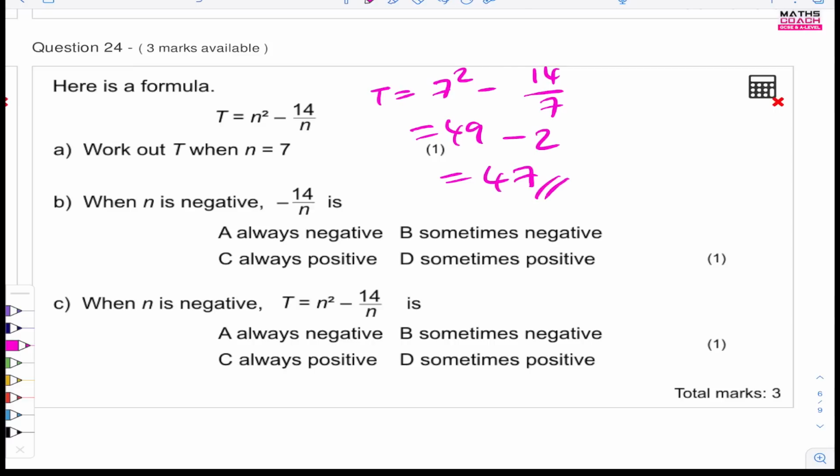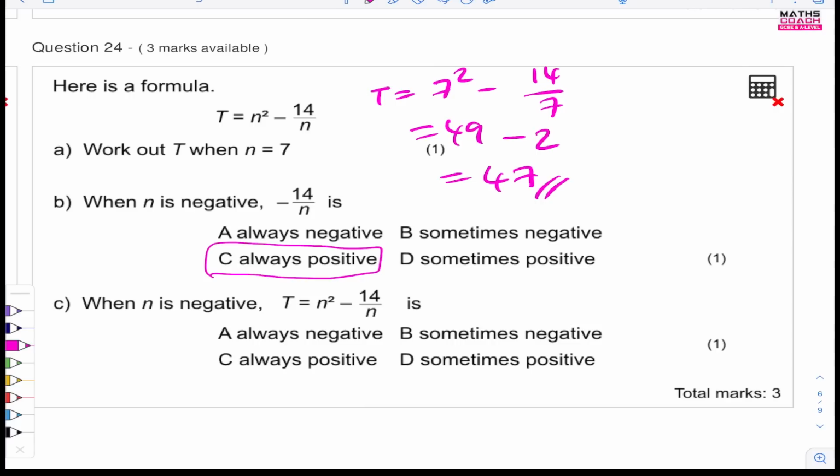Part B, when n is negative, minus 14 over n is always A, always negative, B, sometimes negative, C, always positive, D, sometimes positive. Right, so let's go ahead and investigate a little bit here. Let's sub in the negative value right here, okay? What happens if you put a negative value for n in here? A negative and a negative will give you a positive, right? So therefore, it's always going to be positive. So that is our answer there.